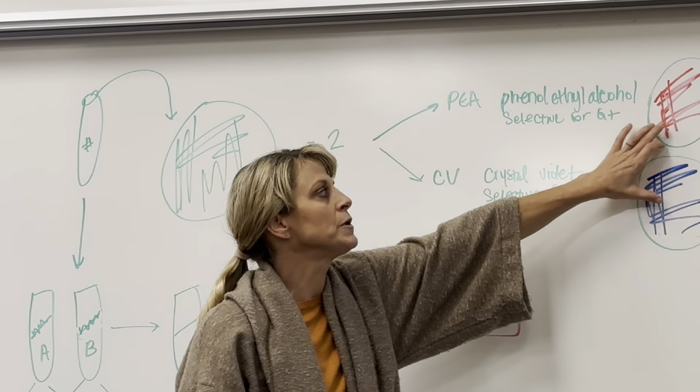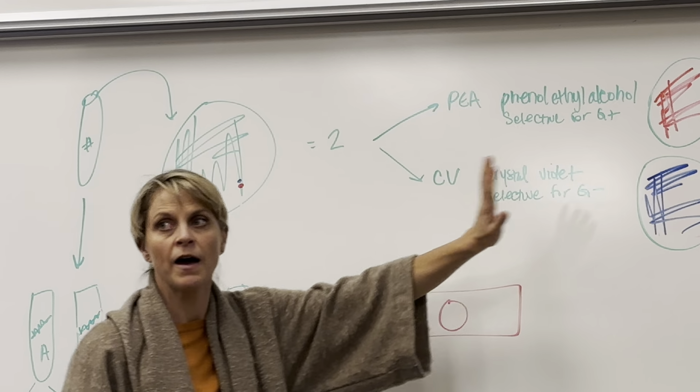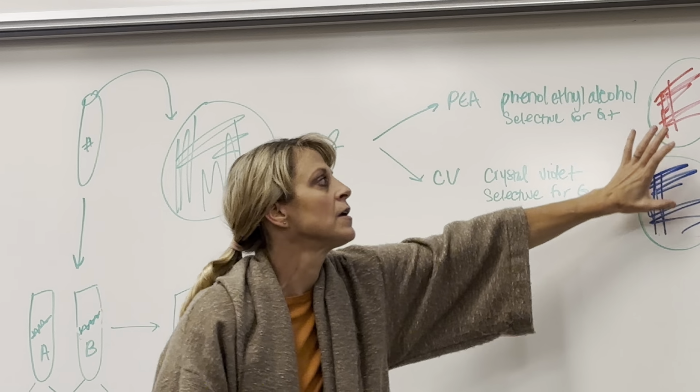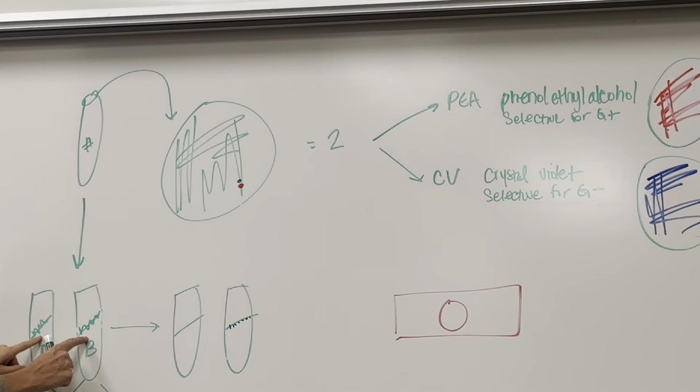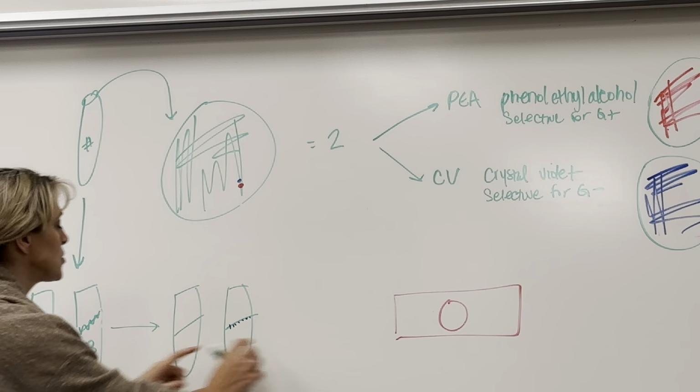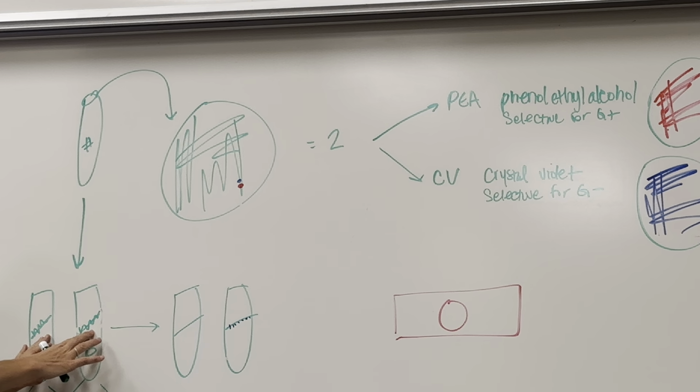Yeah. So what I would do, if you don't have 2 separate, if this didn't work, is use these and make your slants, one from a PEA, one from a CV, if you have a gram positive or gram negative. And then from there you can continue your backstock. You just won't be able to gram stain that.